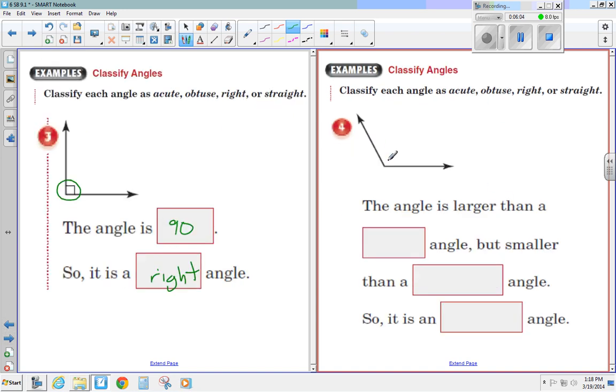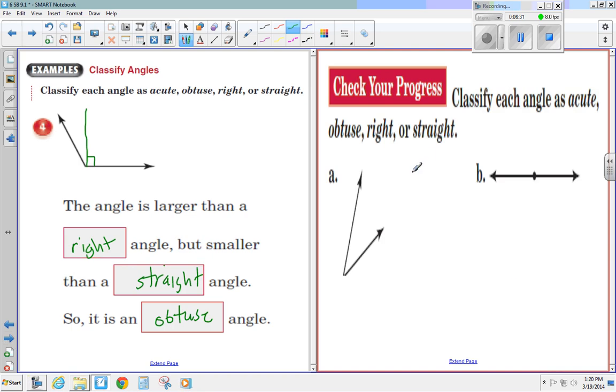Here we go. A right angle, you should know, is straight up with a little box here. This is more than that. So the angle is larger than a right angle, but smaller than a straight angle. So it is an obtuse angle.